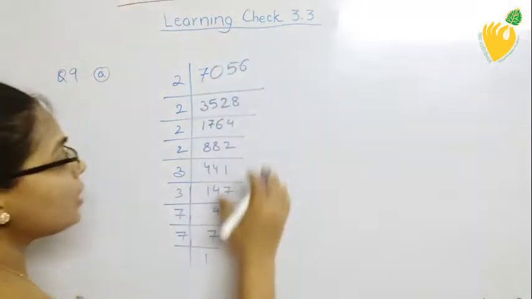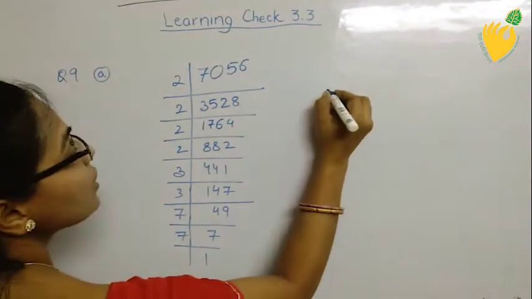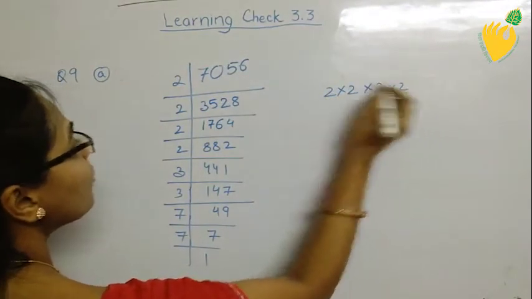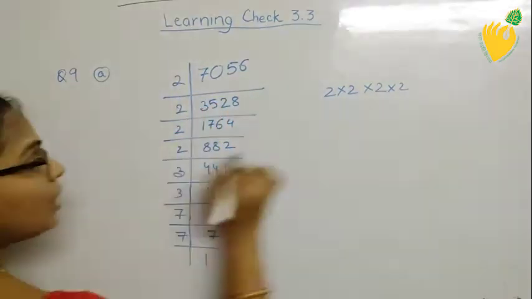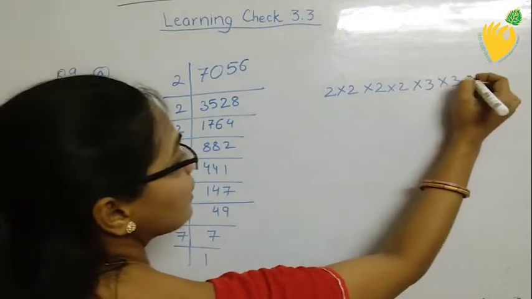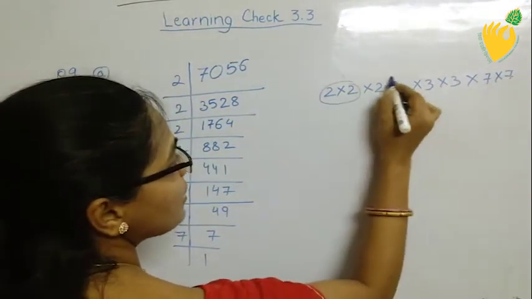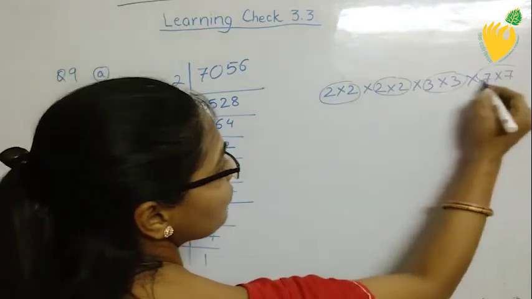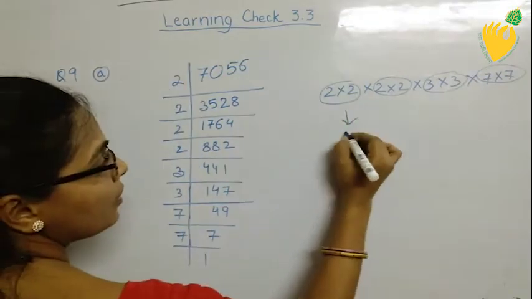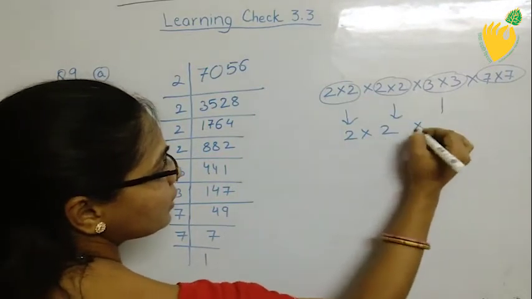Now what you have to do, you have to write all these prime factors in multiplication form. See, 2 into 2 into 2 into 2. How many times? 1, 2, 3, 4. Now 3 into 3 and then 7 into 7. Now you will make the pairs like this. So you will write each and every pair once only.